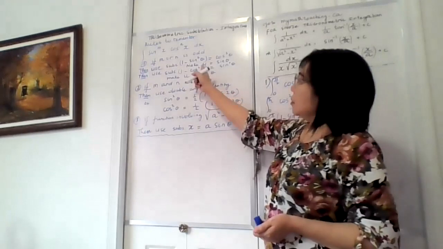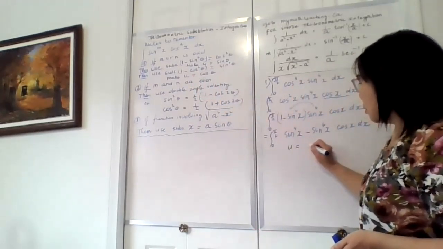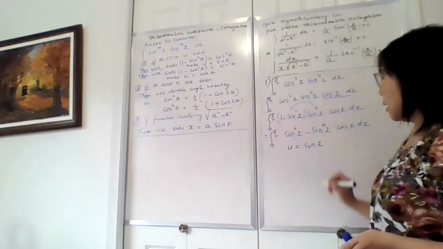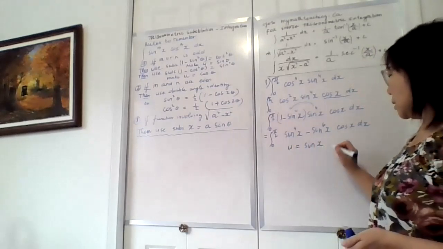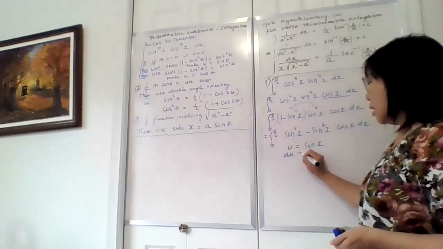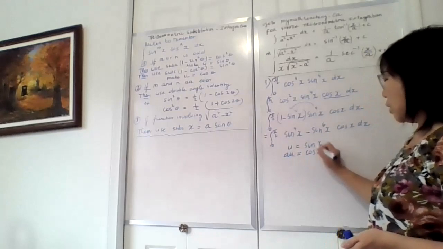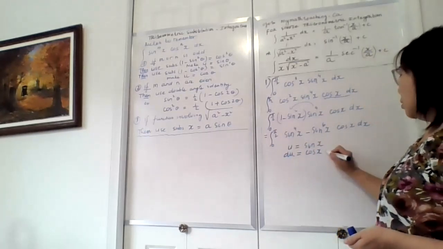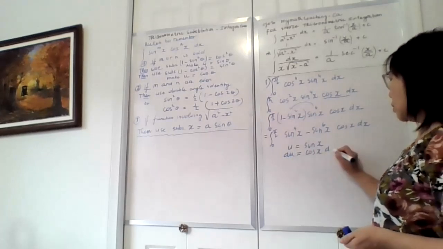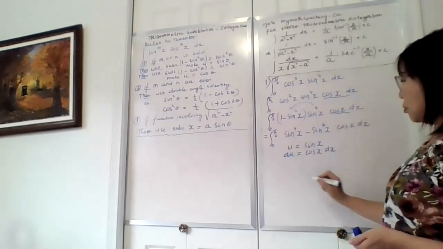Now I'm going to make u equal sine theta. So I say let u equal sine x, right? So du over dx, the derivative of sine is cos. We have a formula for that, right? So du equals cos x dx. So now I can substitute this by u.